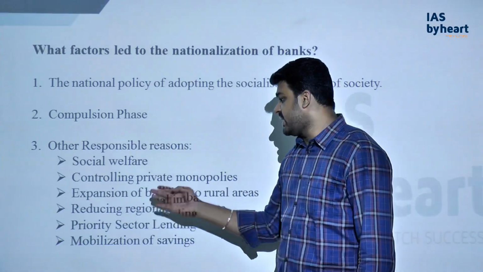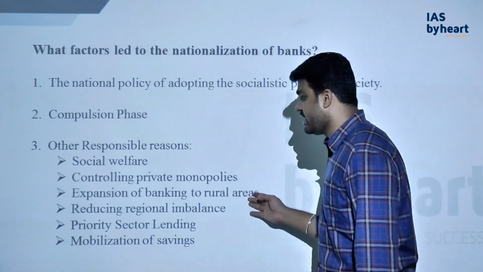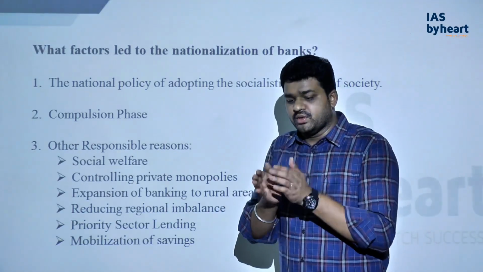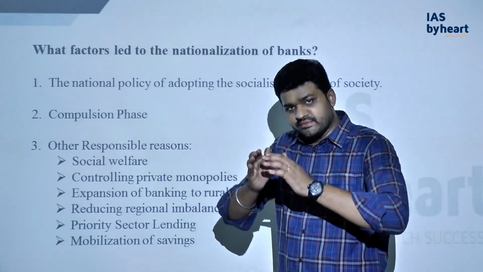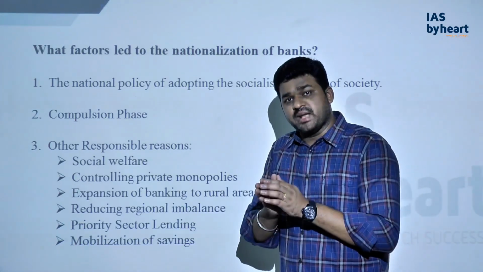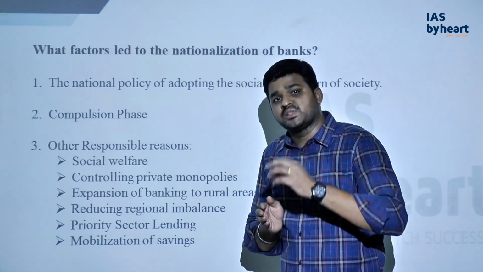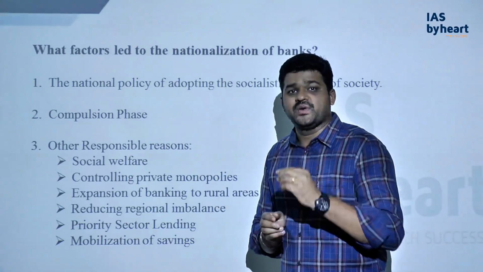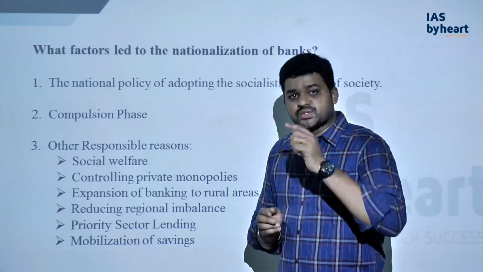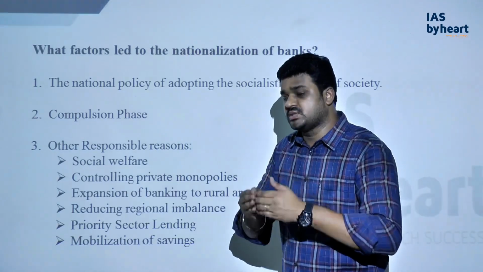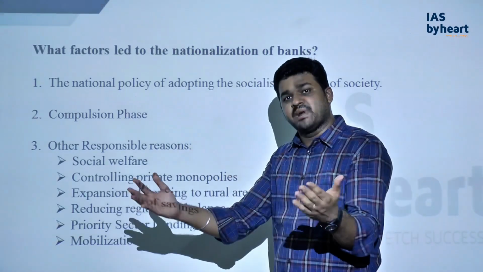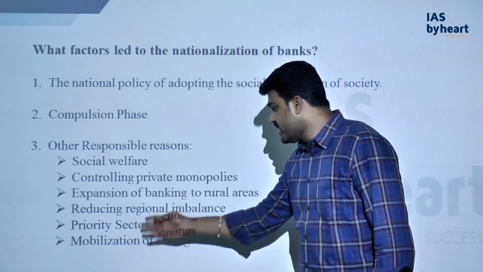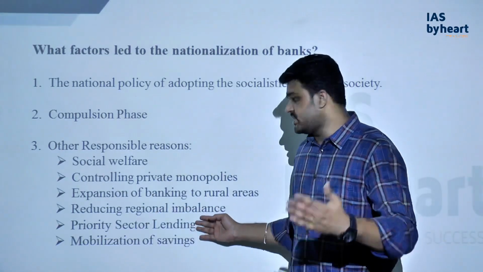And then the third is expansion of banking to the rural areas. In the 1970s, government banks were very limited and private sector banks were also very limited, but both were concentrated only in the urban areas. So to provide welfare to all the people, the government had to spread the branches to the rural areas. So this is also one of the main reasons, and obviously reducing the regional imbalance.